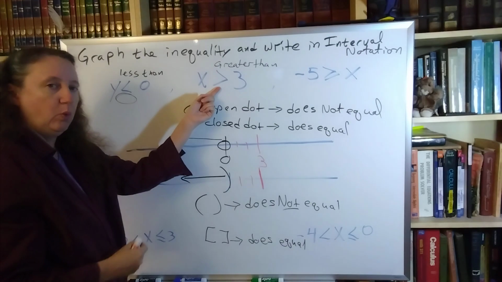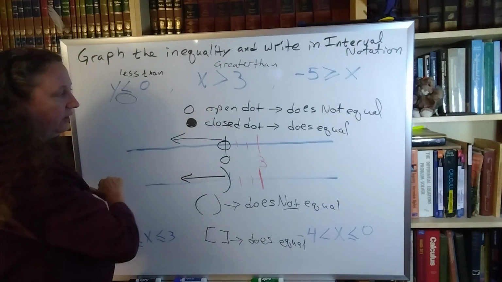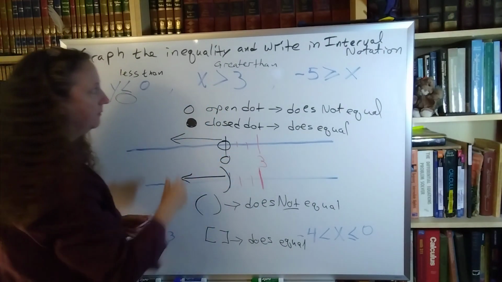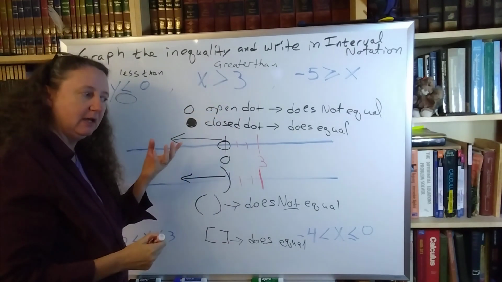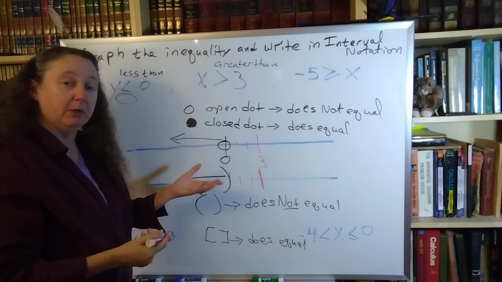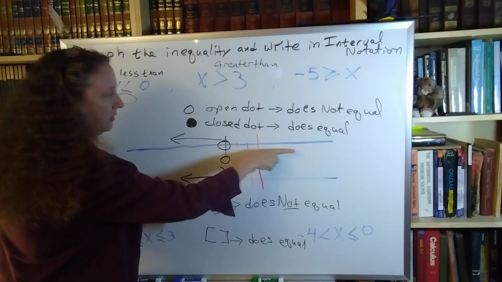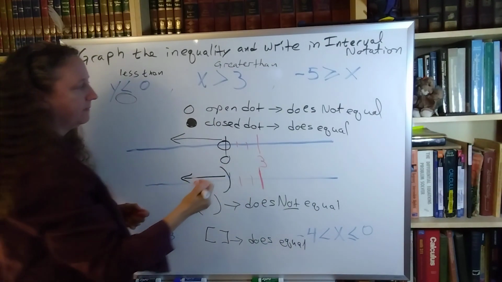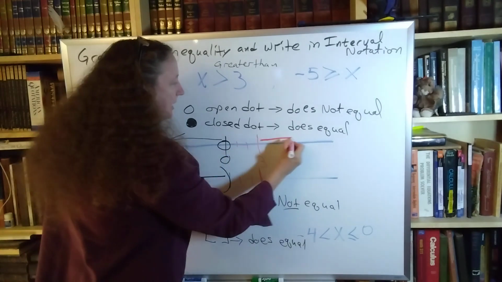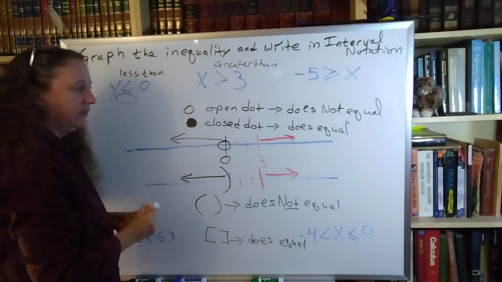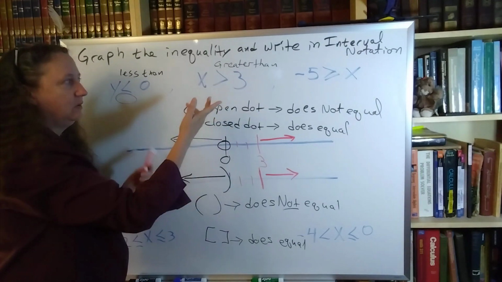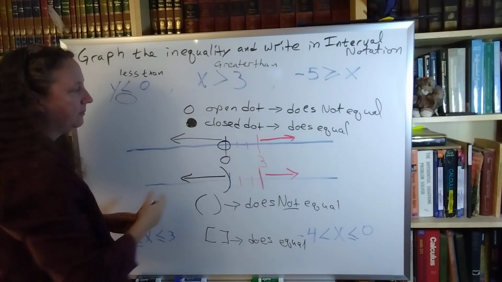I have to decide which way is it going to go. Is it going to go to the left or is it going to go to the right? I want x to be greater than that. So I think about that and I think about numbers. 4 is bigger than 3. So I want it to go in that direction, towards 4. So I draw my line out that way. It doesn't stop anywhere because there's nothing saying where it would stop.